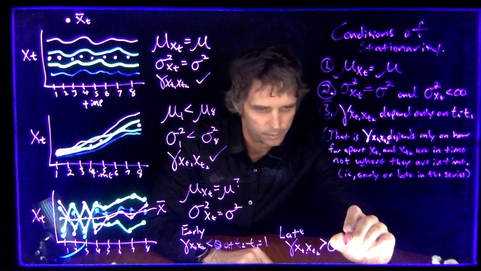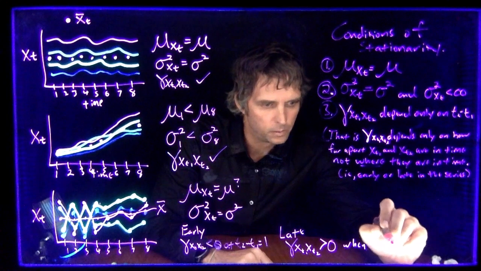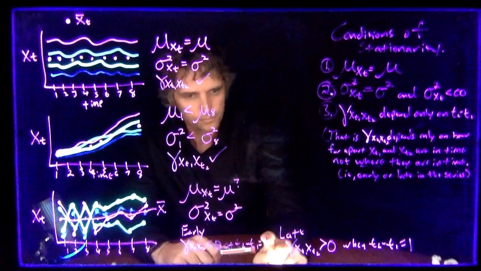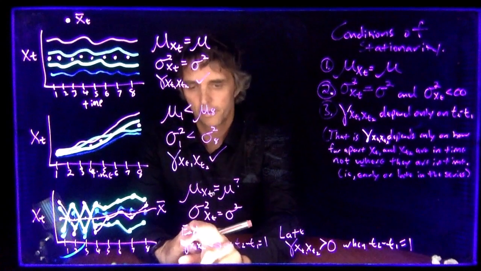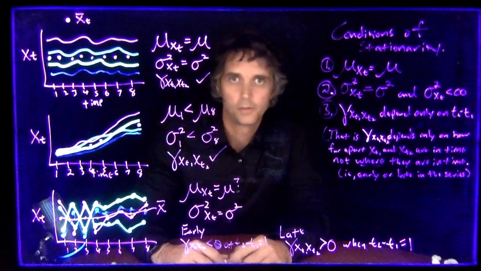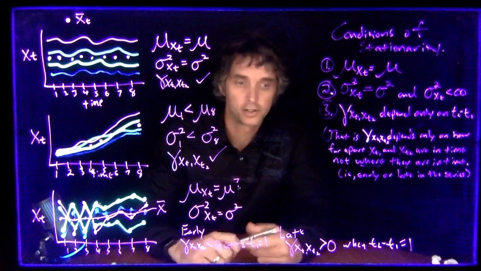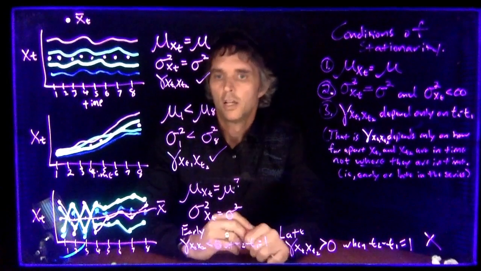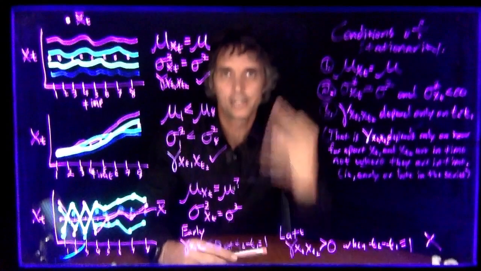When t2 minus t1 equals 1. So for the same t2 minus t1, it looks like it varies from early to late. From early to late, that would be a violation of condition 3. So we'd say, nope, doesn't look like it's good for condition 3. So awesome. That is a look at the 3 conditions of stationarity.